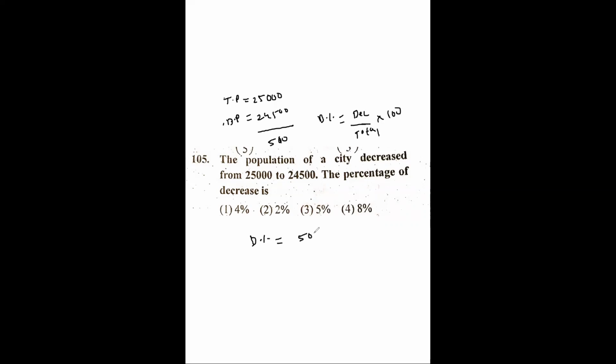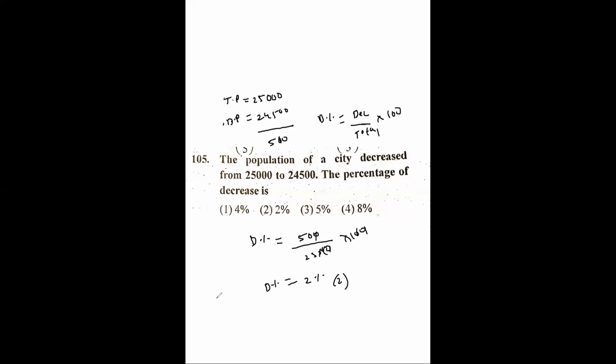The decrease is the difference, 500. Total is 25,000, into 100. Cancel out 2 zeros, and 1 zero will again cancel off. So it will be 50 upon 25, which is equal to 2%. So the decrease percentage is 2%. Option 2 gives us the right answer. Very easy question on percentage.